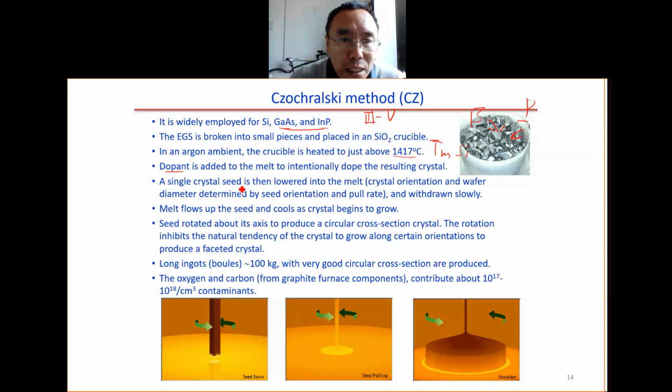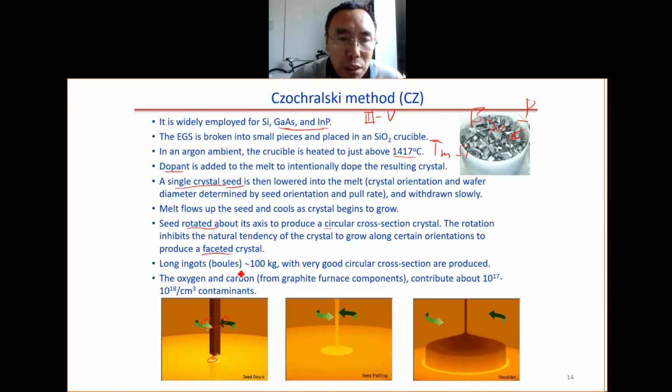Then we have the seed, this single crystal seed. It's dipped into the melt, then you pull out slowly. The silicon will follow the pull, then it becomes solidified, single crystal silicon. It is rotated, you can see we have the rotation, in order to have a circular cross section. Otherwise there will be a facet. But when we do the rotation, we have the circular cross section.